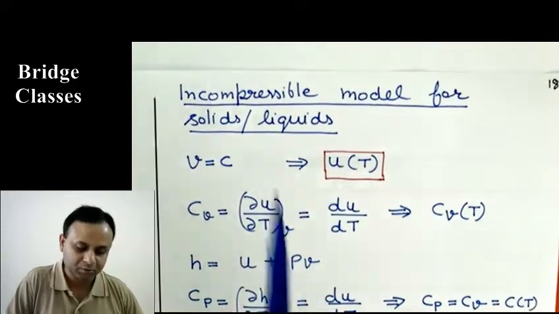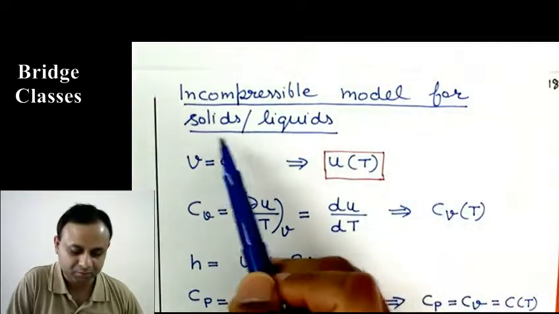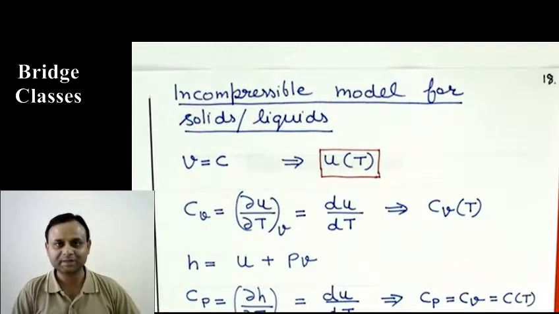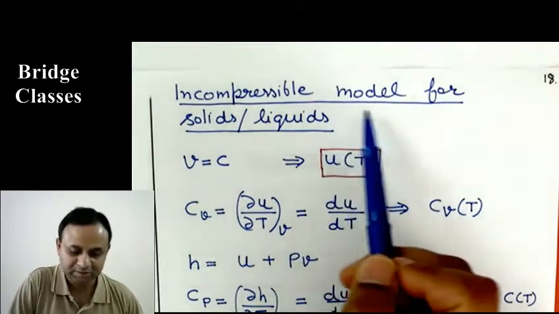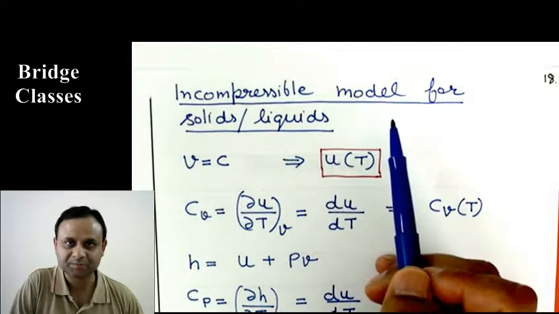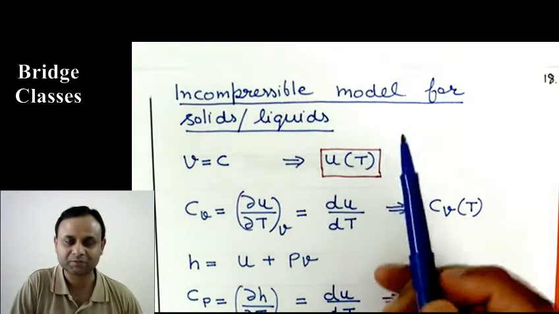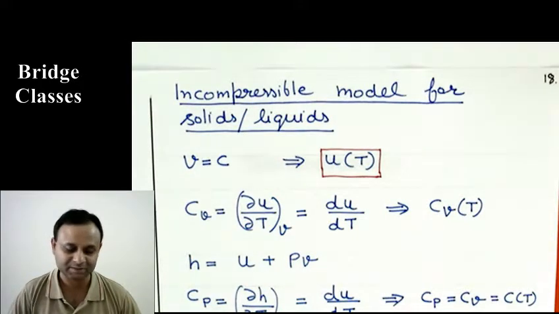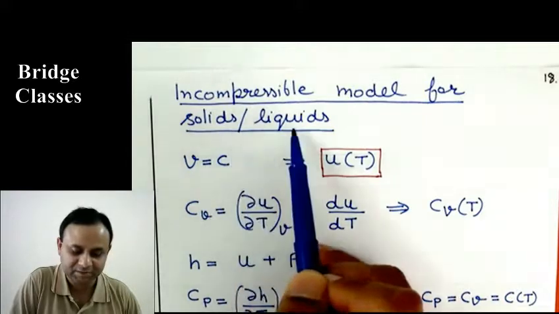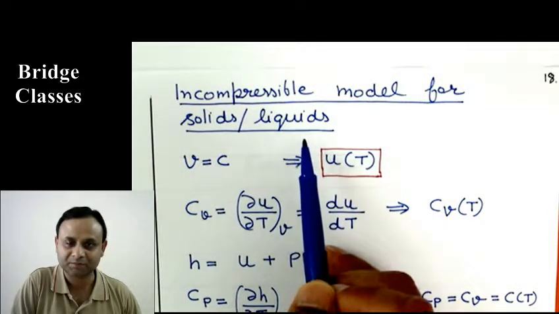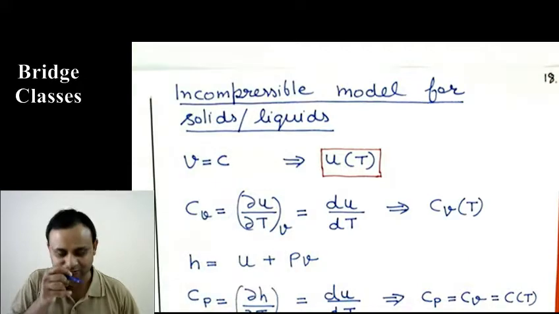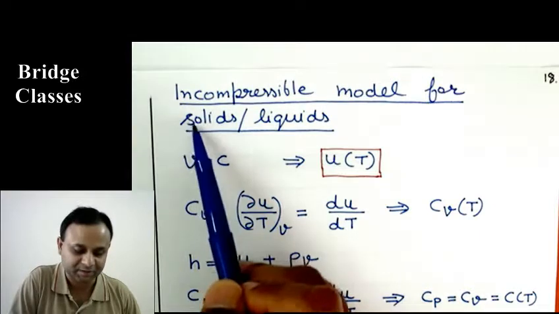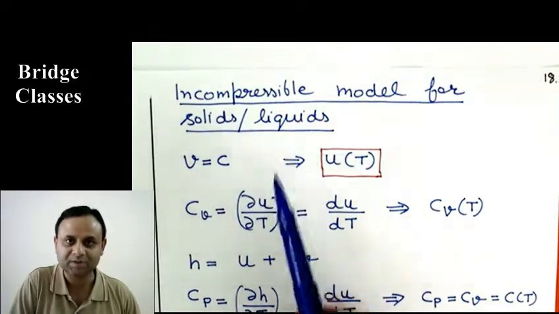Okay, now I will talk about the incompressible model for solids and liquids. In solving engineering problems, we use several models which are approximations, but which are very good, because we don't want exact answers. We want an estimate which is a good estimate. And solids and liquids, although they are not perfectly incompressible, their compressibility is very small, so we can treat them as incompressible. Okay, let us see if we treat solids and liquids as incompressible, then what do we get?